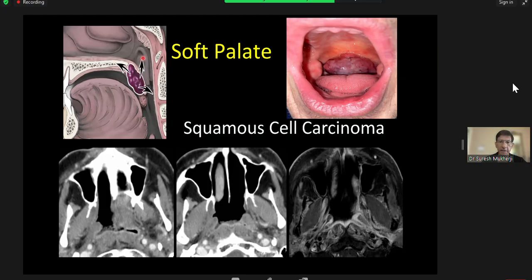So in this particular case, if I draw a line down the middle, the normal anatomy here is the torus tubarius, the opening of the eustachian tube, and the fossa of Rosenmuller. Look at the left side. See that torus is so big right here? This is actually superior extension of the squamous cell carcinoma into the nasopharynx.